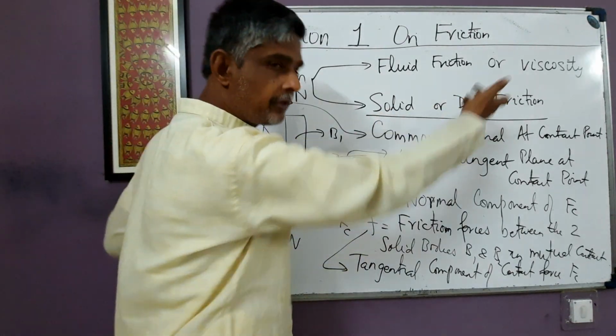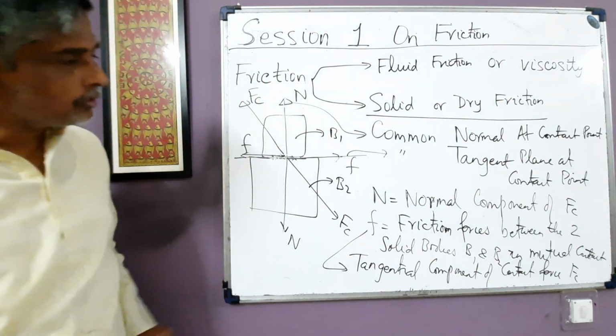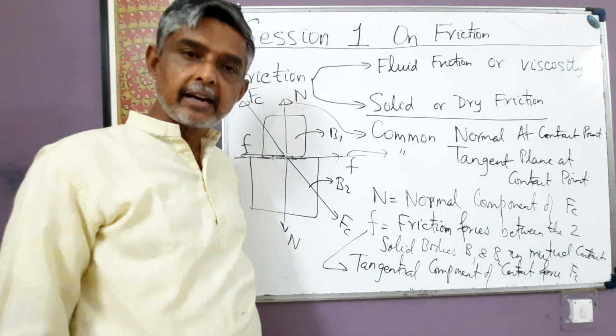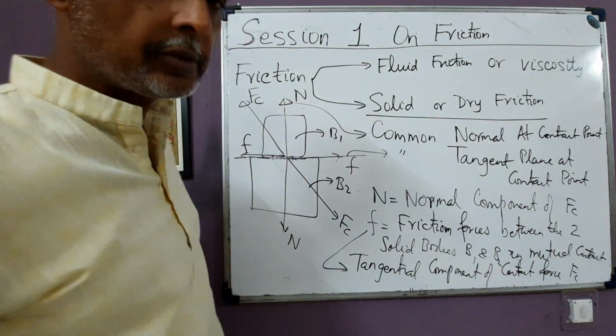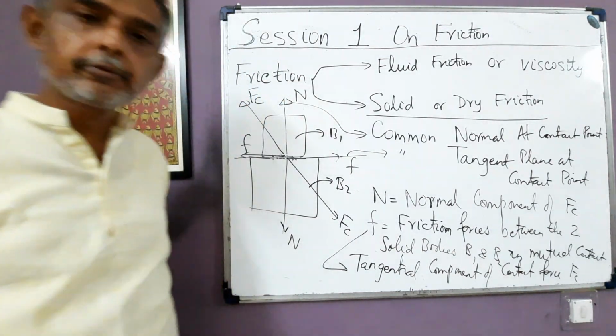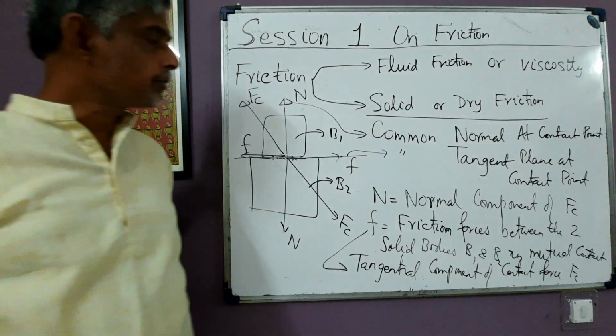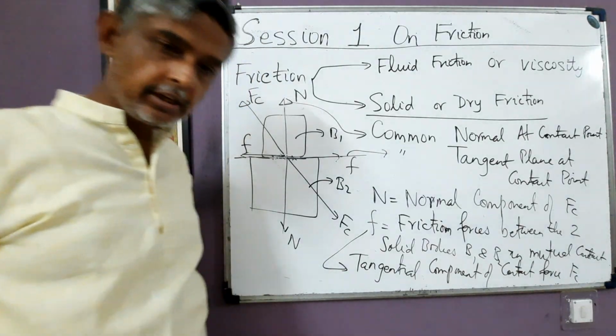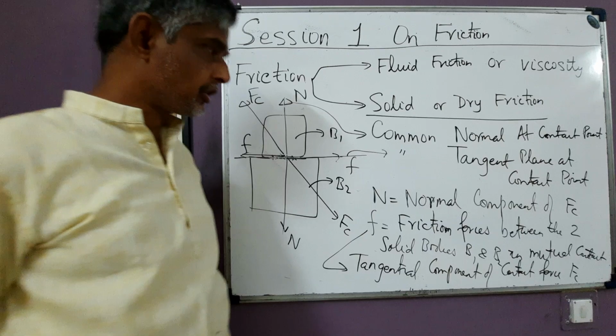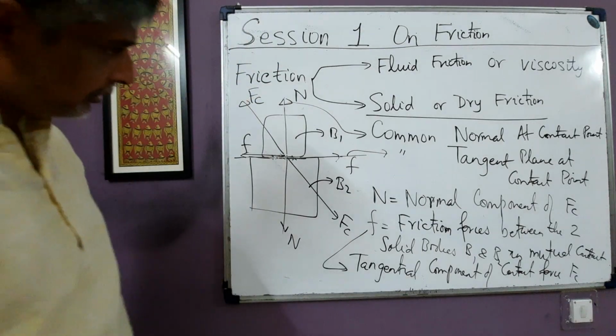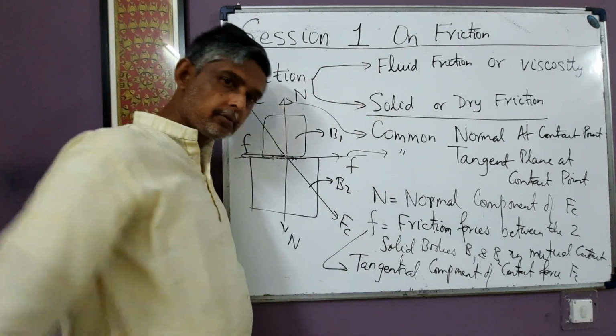This is just solid or dry friction. So friction force existing between two solid bodies in mutual contact is called solid or dry friction. Okay. This friction force we are going to discuss in this chapter. Fine. All right.